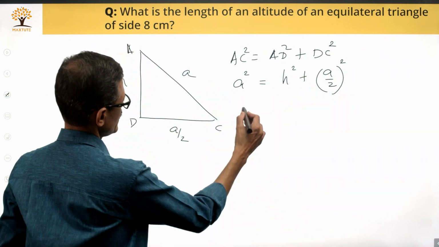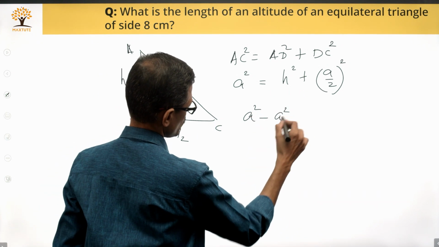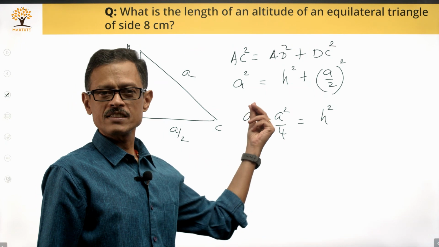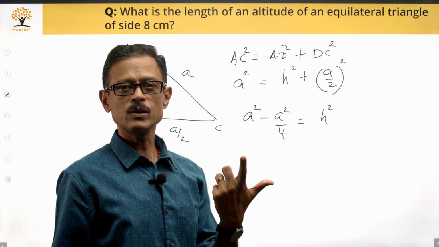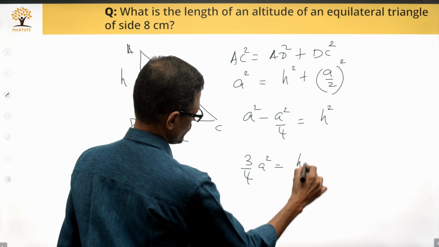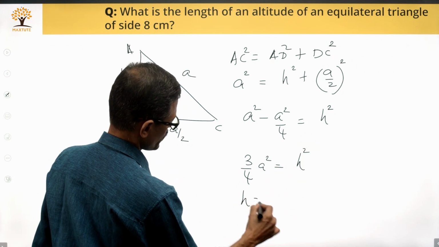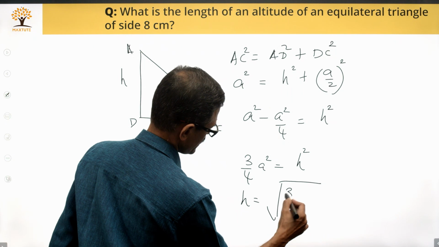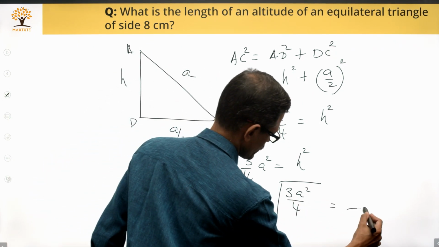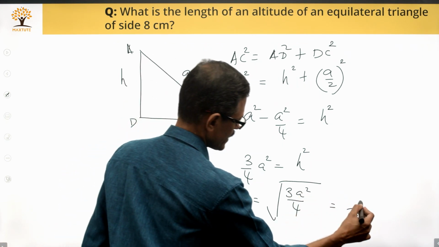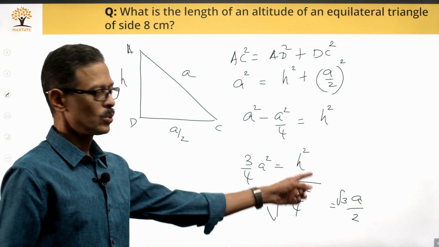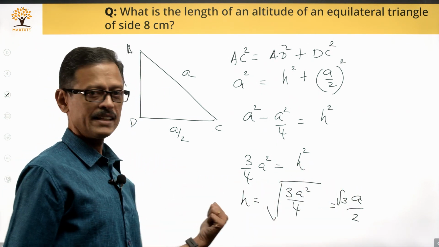Take it to the left hand side. A square minus A square by 4 is equal to H square. A square minus a quarter of an A square, which means 3/4 of an A square is what we have. 3/4 of an A square is equal to the square of the altitude, or altitude is equal to square root of 3A square by 4. 4 comes out of the square root as a 2. A square comes out as an A. We'll retain it as a √3. √3 by 2A is essentially the altitude.